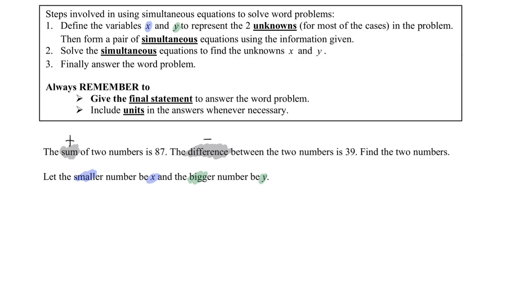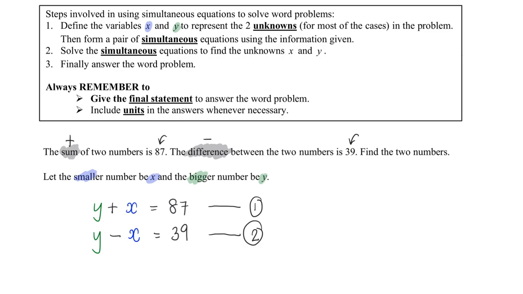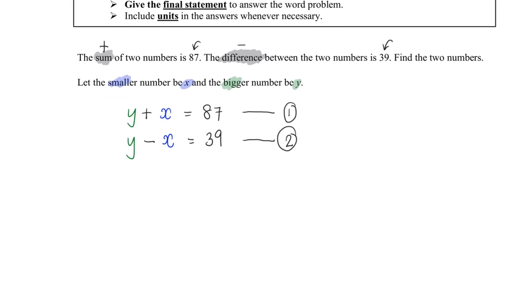Let's see. So y plus x equals 87. That's my first equation. The sum is 87. The difference, that means y minus x, equals 39. Right? So the difference is 39, the sum is 87. So this will be my second equation. And now we can solve it already, right? I saw that the coefficients of x and y are the same.